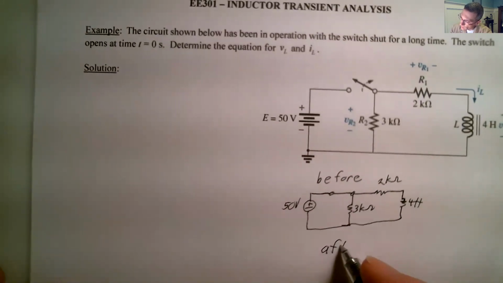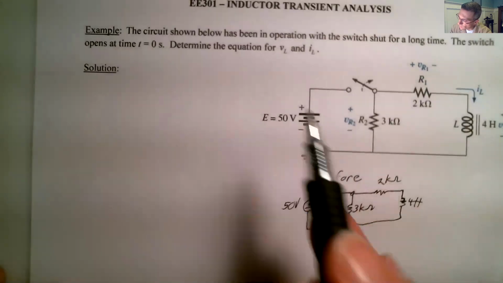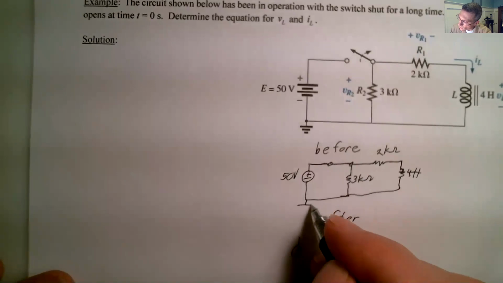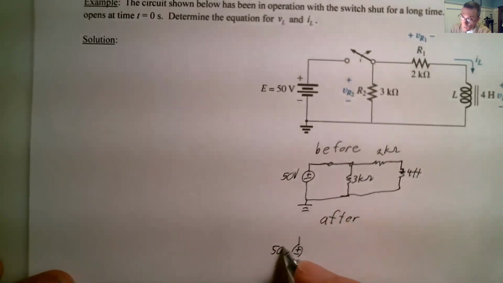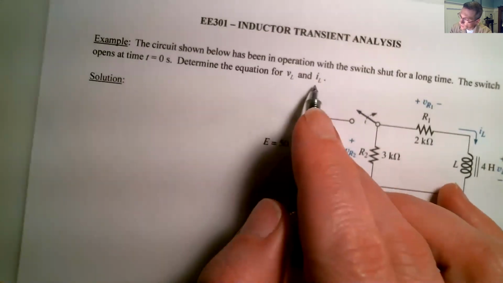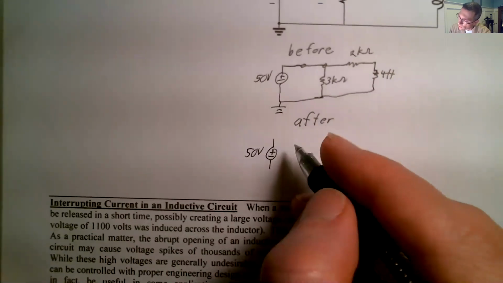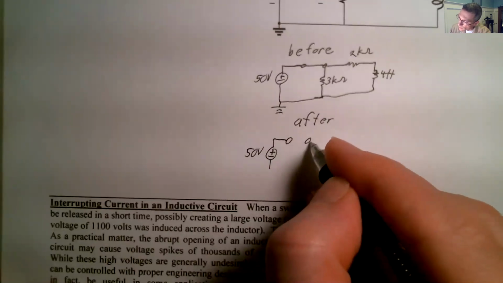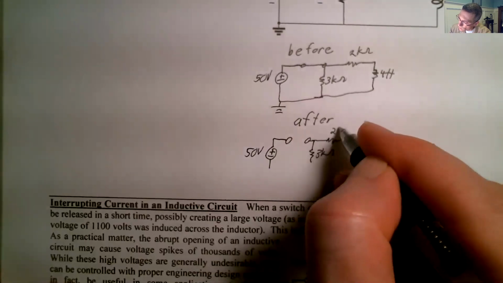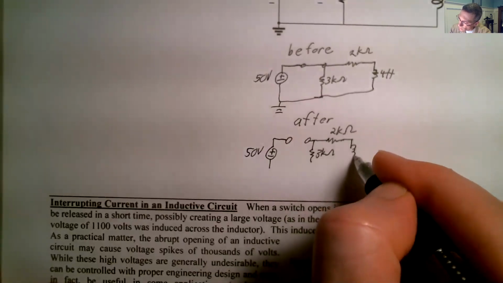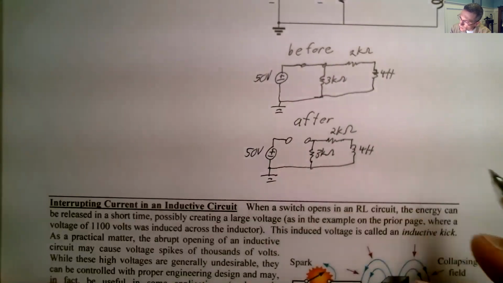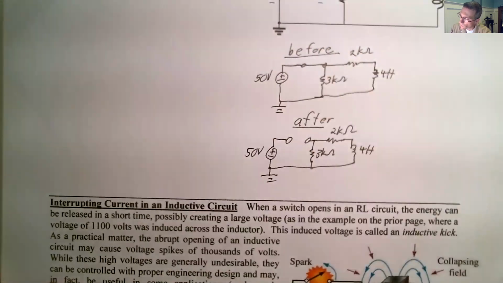And then after, it's been shut for a long time, and then it opens. In the after case, we've got plus minus, and we'll put ground there. This is 50 volts, okay? It wants us to find the equation for VL and IL. All right, so after, that's not connected. We've got 3 k ohms. This is 2 k ohms. We've got our 4 henry inductor. Okay, so this is the after case, and this is the before case.